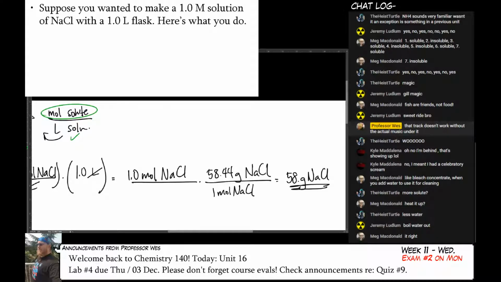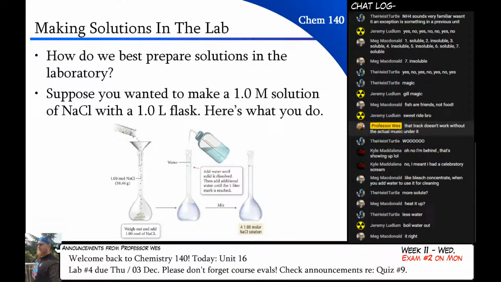Now, it's a little more involved than just adding one to the other, because you got to put water in, and you got to put things in the right order so you don't overfill the flask, etc. But for the most part, that's what you do. Weigh out your 1 mole of sodium chloride, which is 58.44 grams, which we calculated. To 1 sig fig, it's just 58 grams. Once that's in there, you're going to add enough water so that the total volume of the solution is 1 liter.